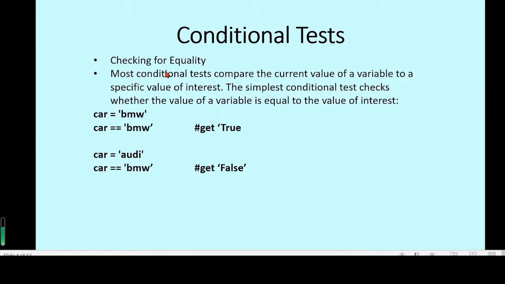Checking for equality. Most conditional tests compare the current value of a variable to a specific value of interest. The simplest conditional test checks whether the value of a variable is equal to the value of interest. So if the value is BMW, then we check car equals BMW, then get true. And if the value is Audi, if we check whether car equals BMW, then we'll get false.